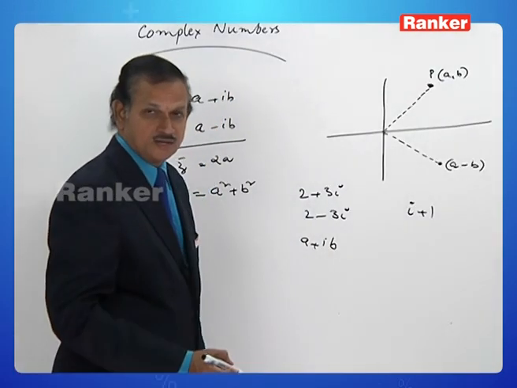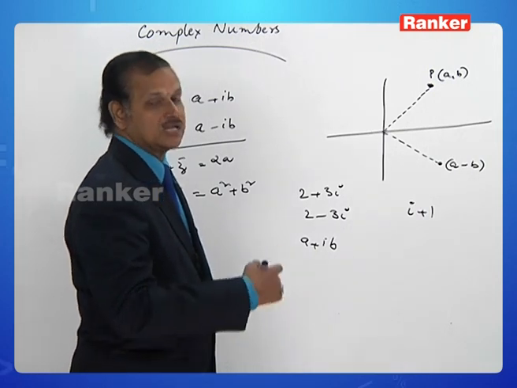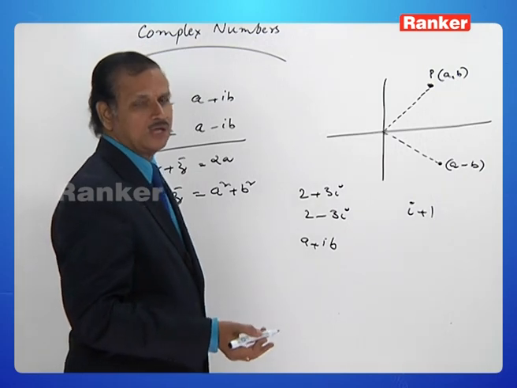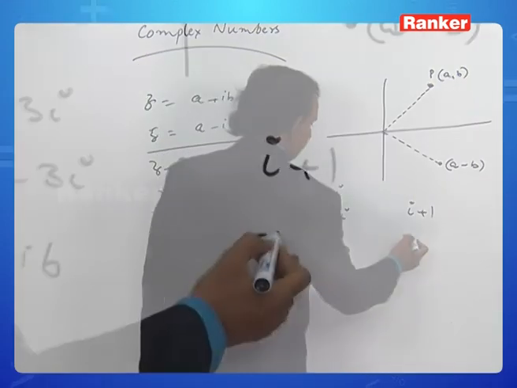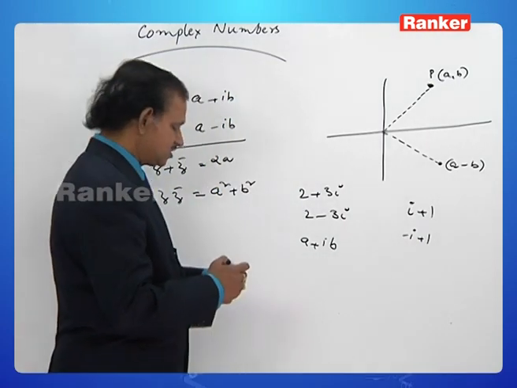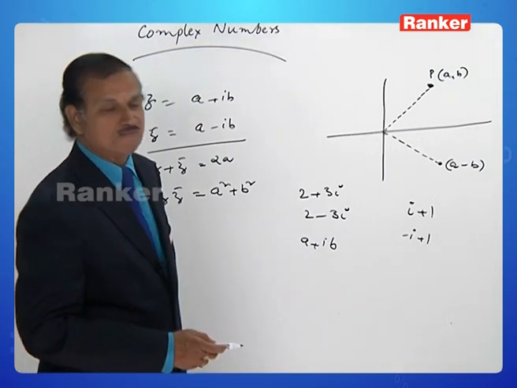Without getting any confusion, you write the real part first, imaginary part next: 1 plus i. What is the conjugate of 1 plus i? 1 minus i. That is, minus i plus 1 is of course the conjugate of this. This is the way in which we mean the conjugate of a complex number.